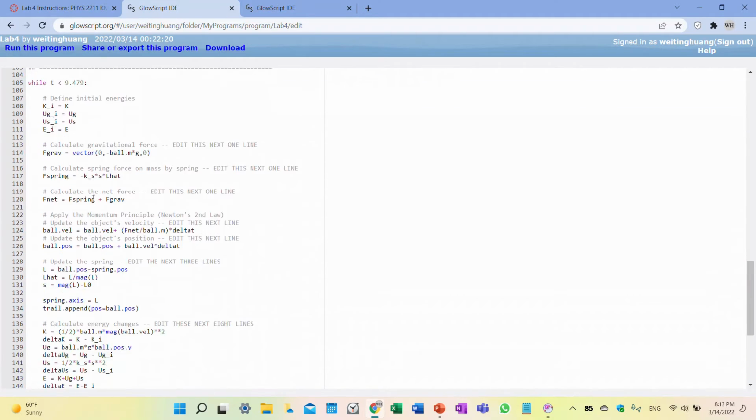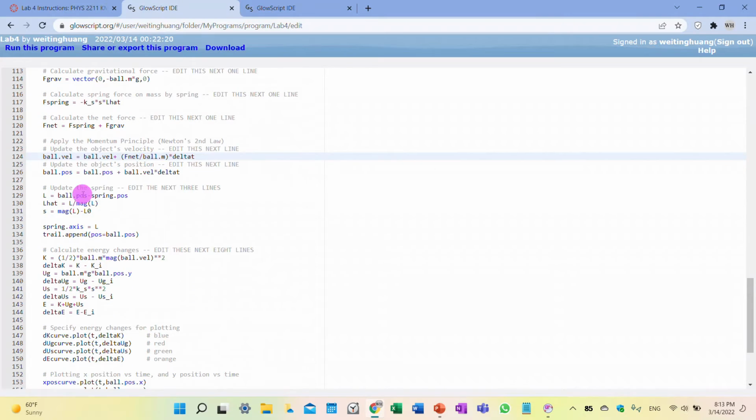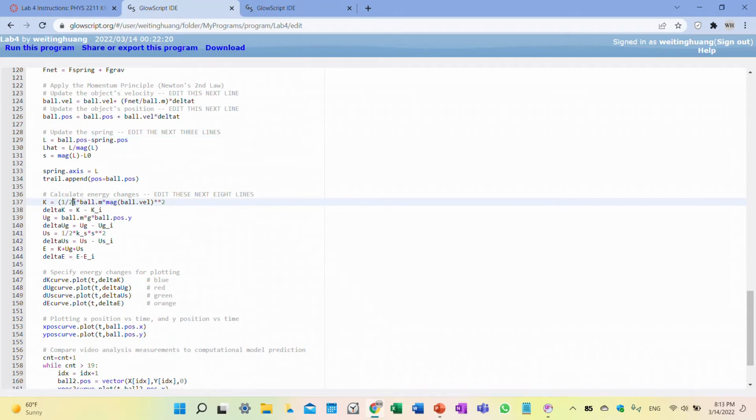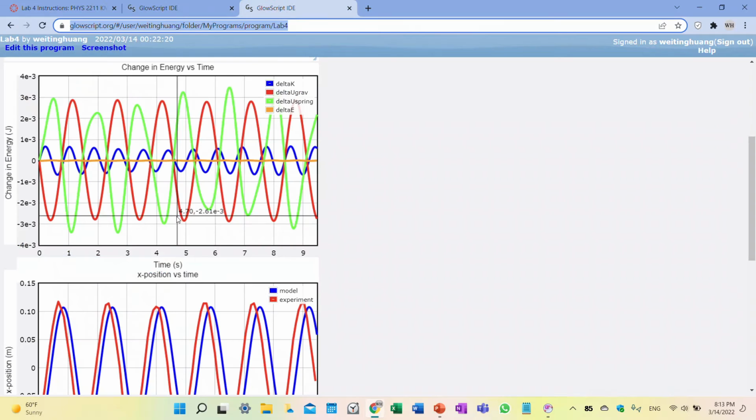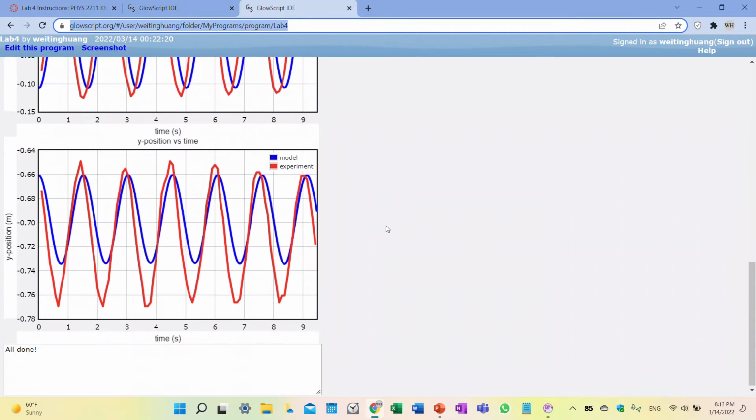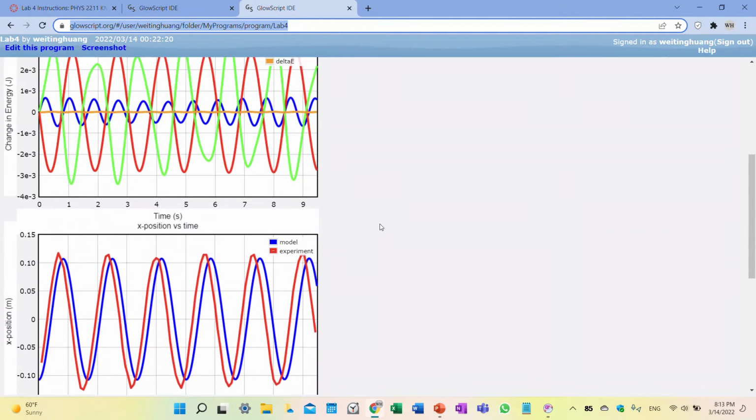And then in the loop here, I calculated F net and updated the velocity and the position using the momentum principle, updated the spring, and then calculated the energy change. So these are the graphs I get when I run the code.